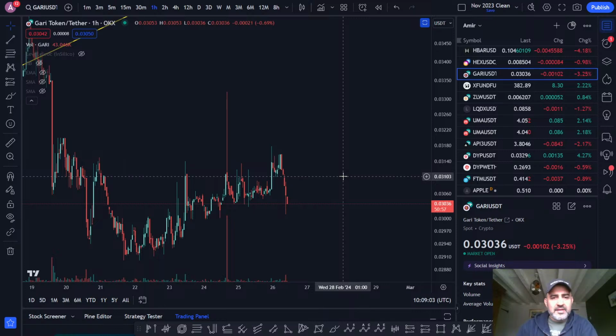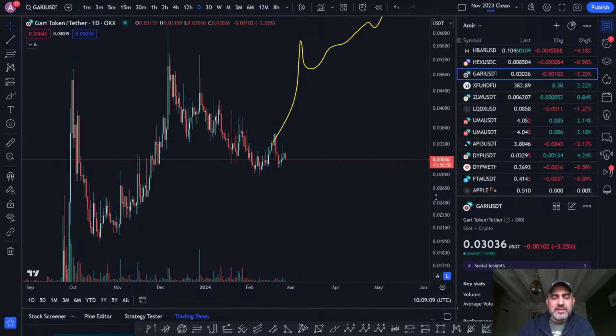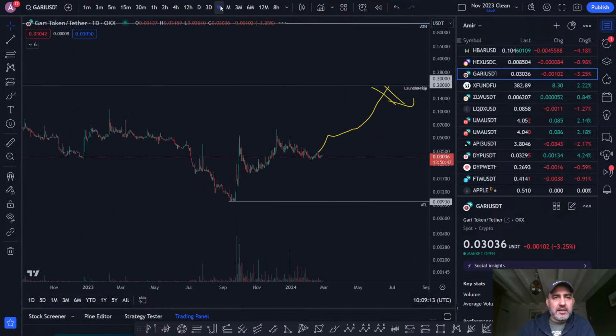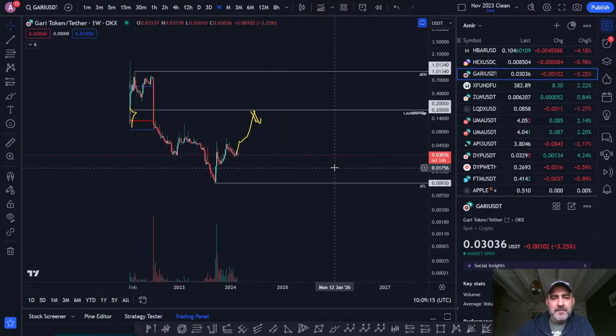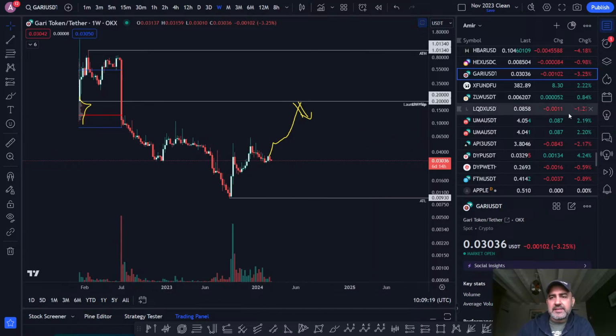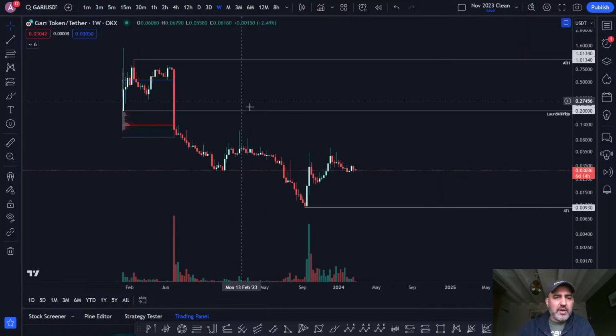Strong bullish trend. Dude, there's no strong bullish trend on this token. I don't know why you think there's a strong bullish trend. Where is the trend? I can't see it. I'm looking at the higher time frame. Yeah, this is the higher time frame. Let me delete these brush strokes.